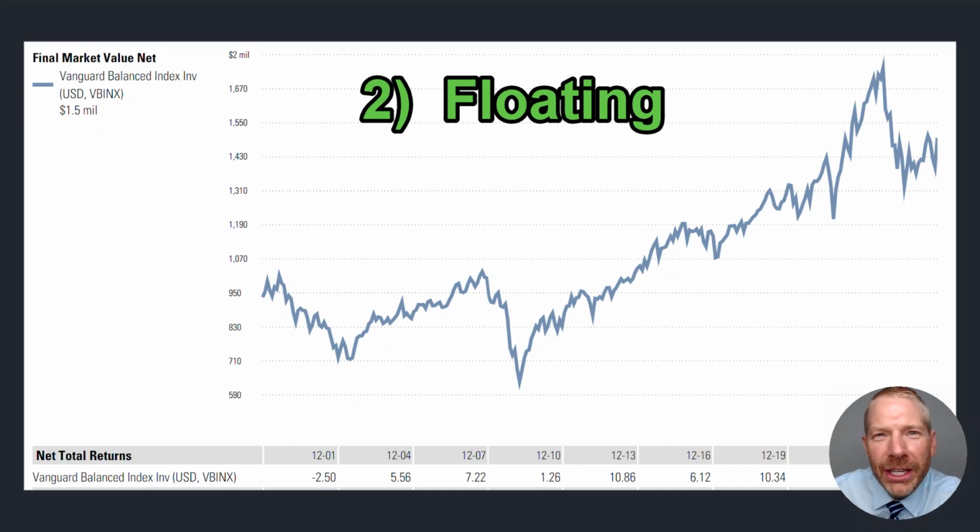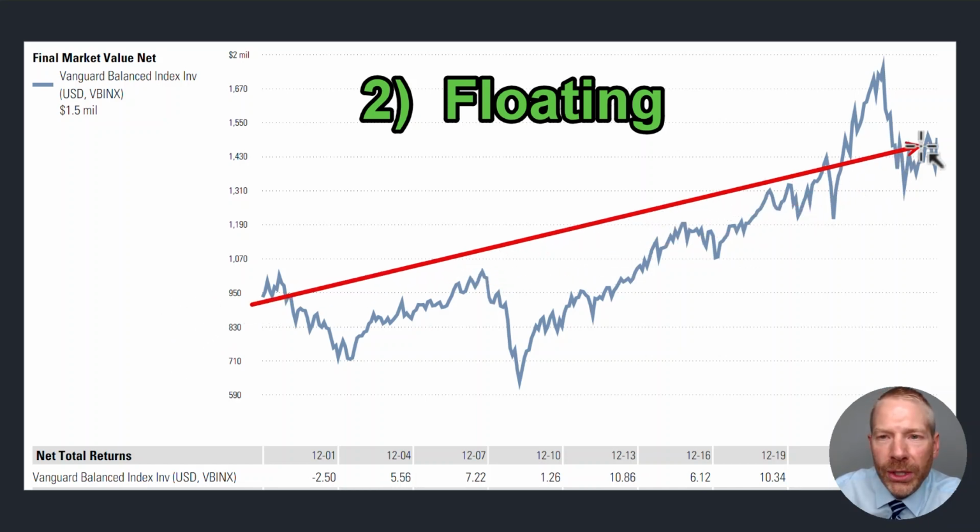Our illustration here for the floating distribution is based upon the same investment amount in the Vanguard Balanced Index Fund, $1 million, January 1 of 2000. And what I like about the floating distribution is it gives you a chance at creating more security in retirement. What we see here is that our investment of $1 million is now almost $1.5 million 23 plus years later.